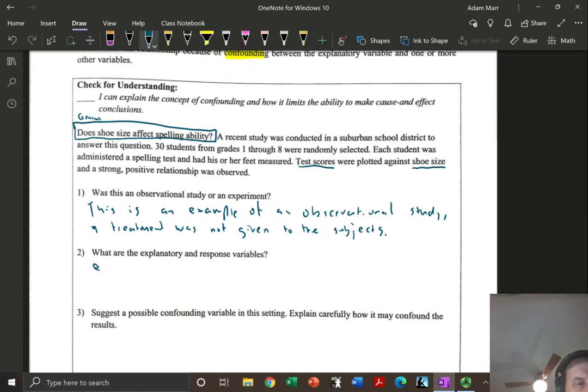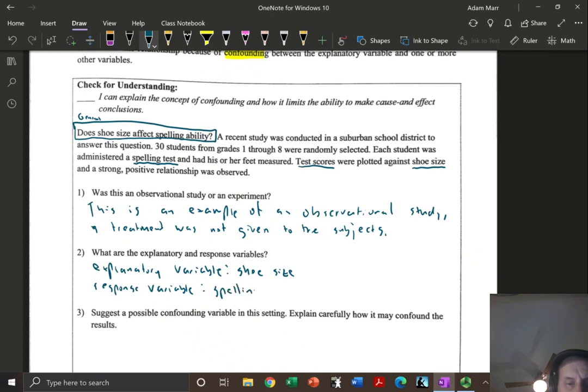Okay, so right here, the explanatory variable was shoe size. And right here, we're talking about a spelling test, right? So the response variable was the spelling test score. Okay. So that is the explanatory, which remember is the independent variable, as you know it, the X. The response is your dependent variable, the Y.